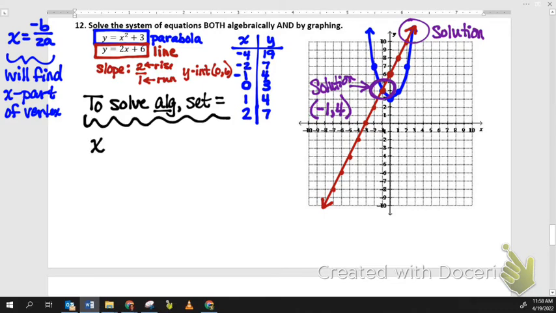So I'm going to have x squared plus 3 equals 2x plus 6. But since I'm solving algebraically, after I set them equal, I need it to be equal to what now? I need it to be equal to 0.